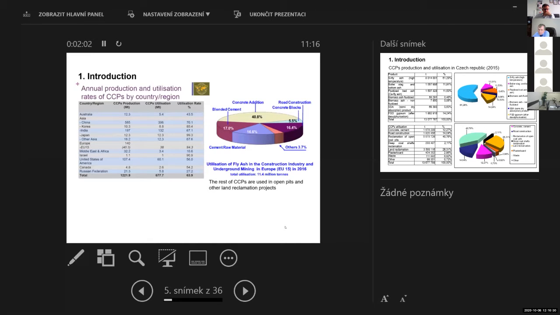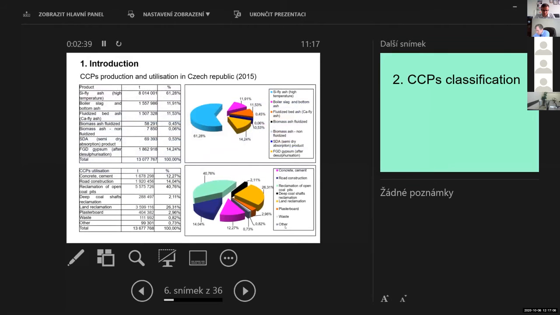China, India, and then the European community. However, it is necessary to show the utilization rate. The very high utilization rate is in the European community, more than 90%. However, very low utilization rate is in the United States and also in the Russian Federation. Mainly, the fly ash or other coal combustion products is used in concrete, cement production, then in road construction and concrete blocks. And there are data from Czech Republic.